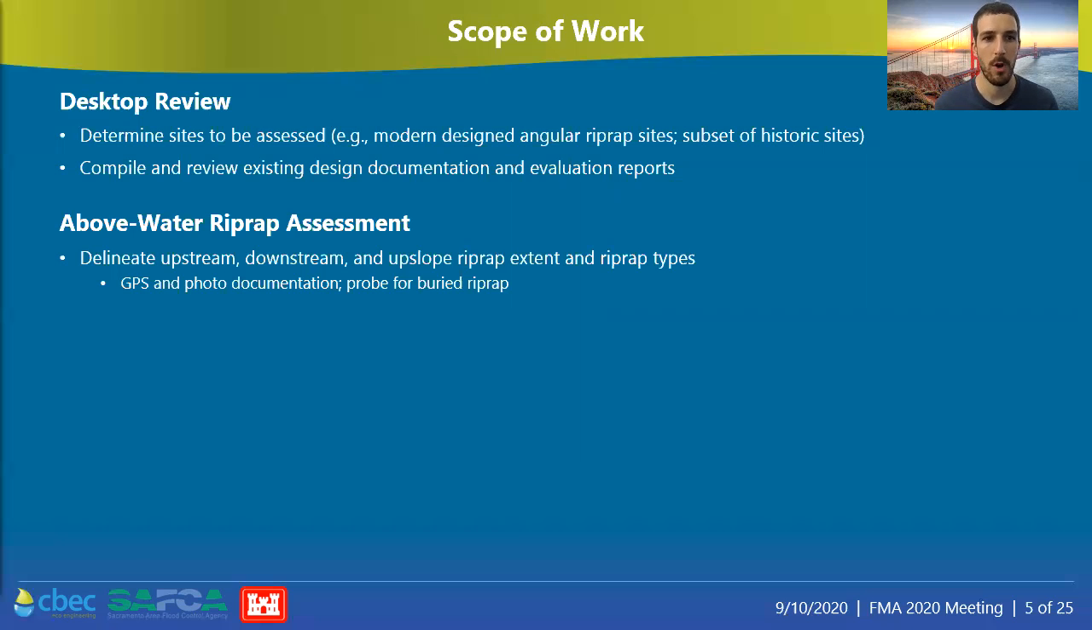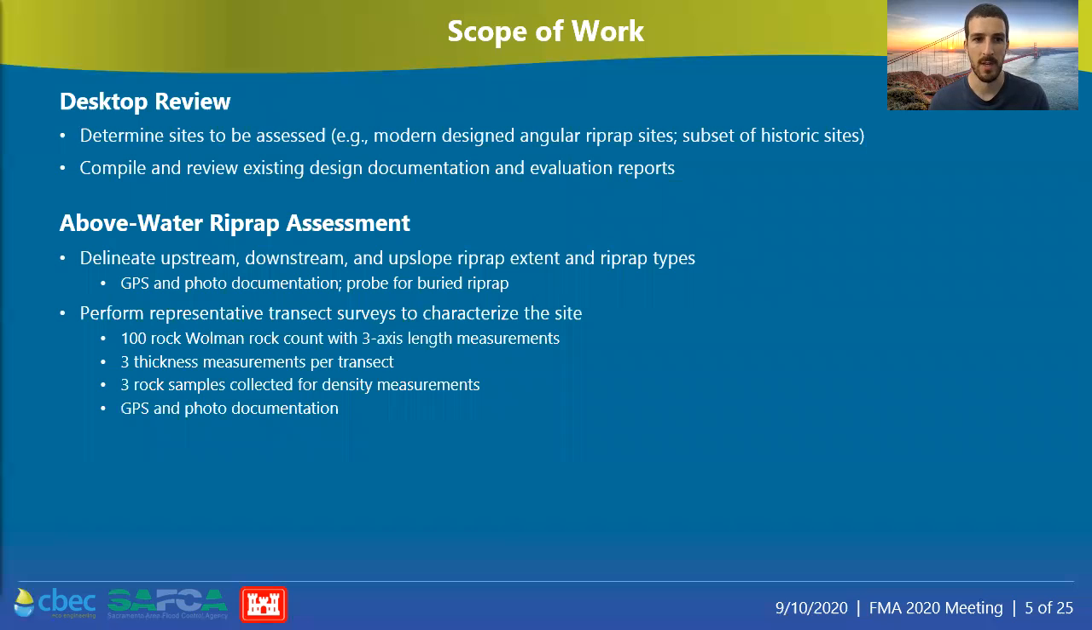For field work, we included an above water riprap assessment, which involves visiting the site and delineating the upstream, downstream, and upslope riprap extent and riprap types. For different riprap types, the edges were delineated, including subsurface riprap that was buried with a soil layer, which was determined with the use of a soil probe. During this process, we're also GPS tagging the slopes and extents and providing photo documentation.